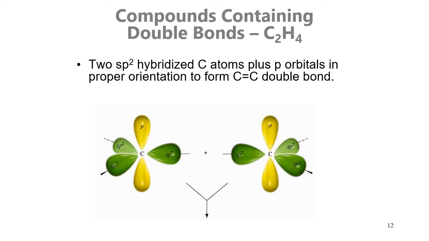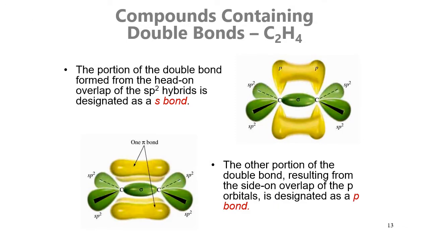This slide shows the formation of double bond between two carbon atoms. Two sp2 hybridized carbon atoms plus p orbitals in proper orientation to form C double bond C. Can you see that? So one here, the other one is sideways overlapping, and use dotted line. This is how sigma and pi bonds are formed.